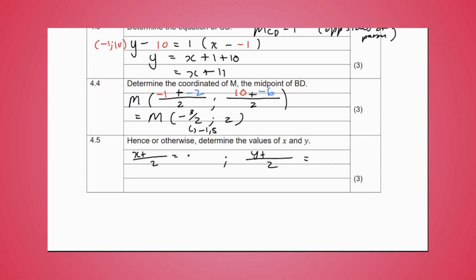So if you use the midpoint, we found the midpoint was negative 3 over 2 and 2. And we have the coordinates of B, which is (4, 0). Then you go multiply with 2. So x plus 4 is negative 3. And then you go minus the 4. So x is negative 7. Here, you go multiply with the 2. So y is 4.